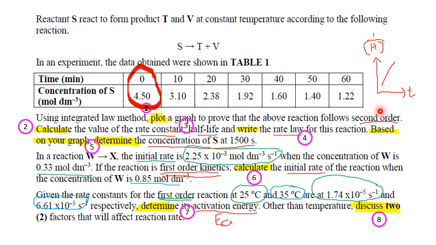Next, calculate the value of the rate constant, half-life, and write the rate law for this reaction. So in these sentences, there are 3 questions. We need to find the rate constant. Then we need to find out the half-life. And then we need to write the rate law.